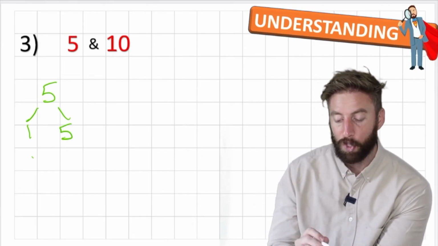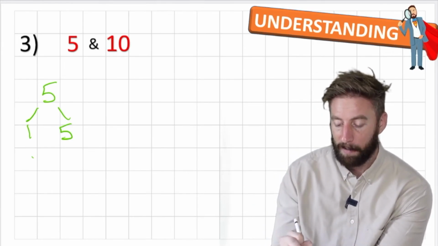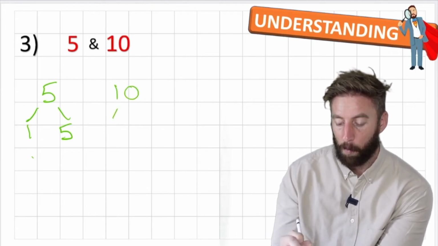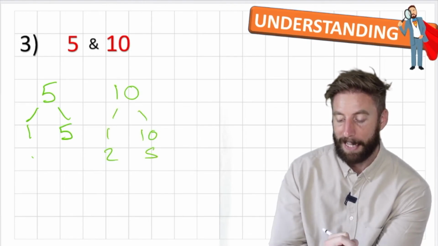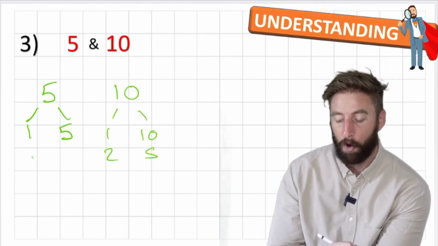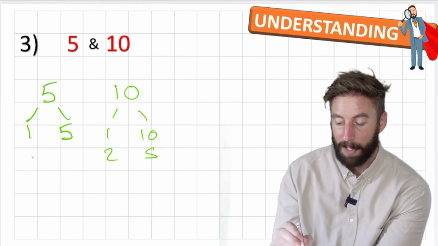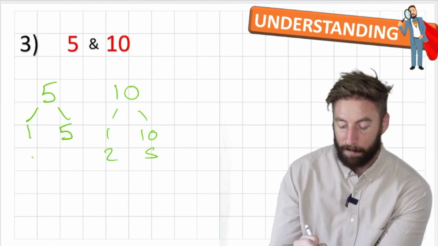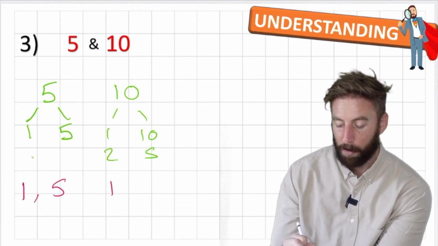Okay, so we only have these 2. Let's see what we have for 10. I have a 1 and a 10. I have a 2 and a 5. And then I think that might be it. 3, no, 4, no, and then we're back to 5. So my factors of 5 were 1 and 5. My factors of 10 were 1, 2, 5, and 10.